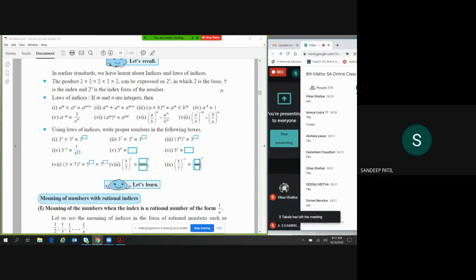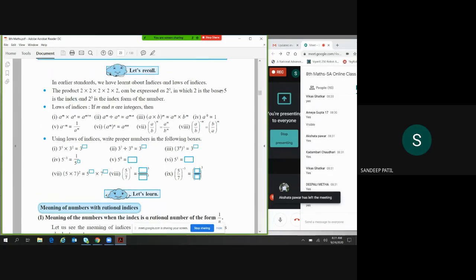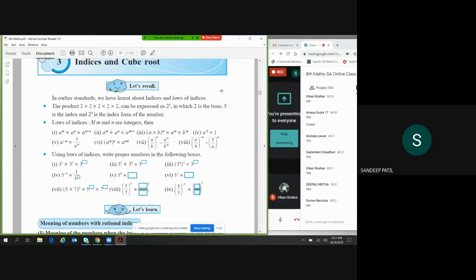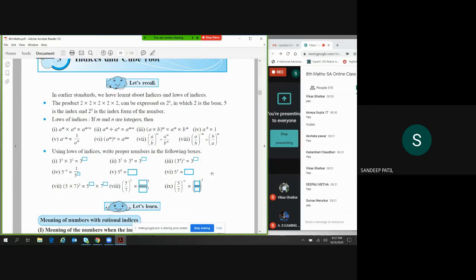So we started about indices in the last lecture. Now we will go further, like what are the indices and cube root. Last time we discussed some laws of indices, there are a total of 8 laws which we discussed in the last lecture. And we have come across how to solve these problems using these laws. These are the problems we saw, and how to solve them using these laws we saw in the last lecture. So let's go further.